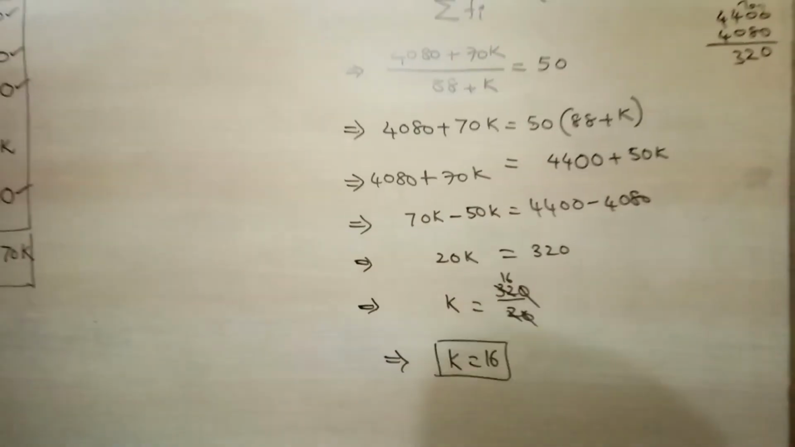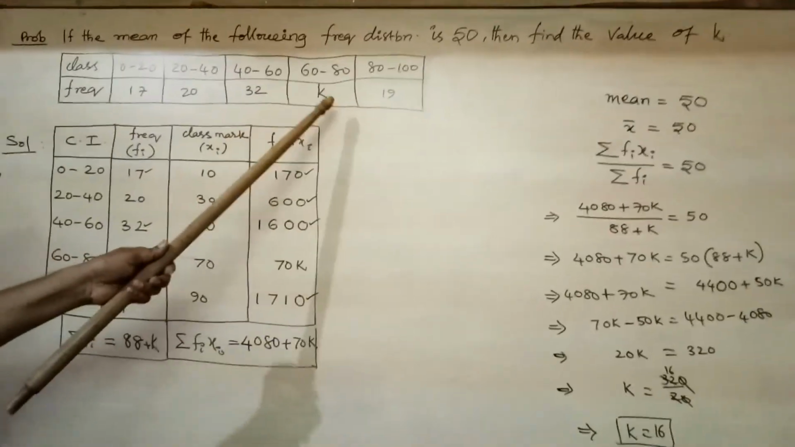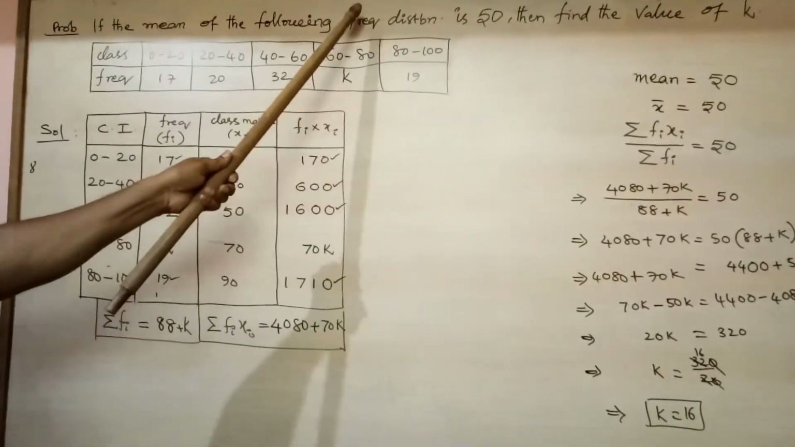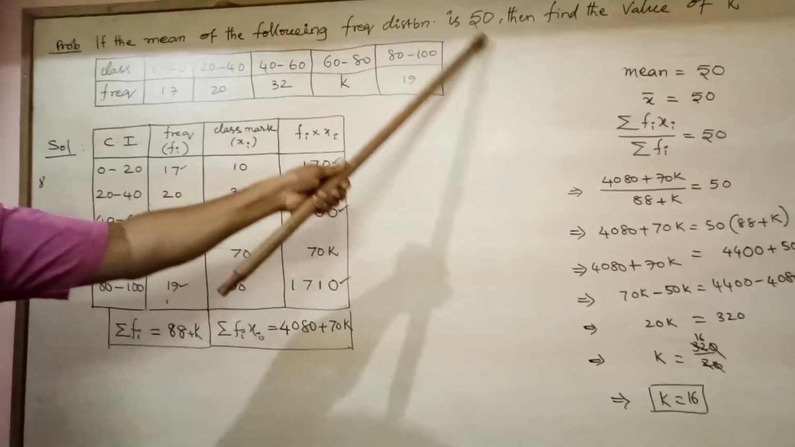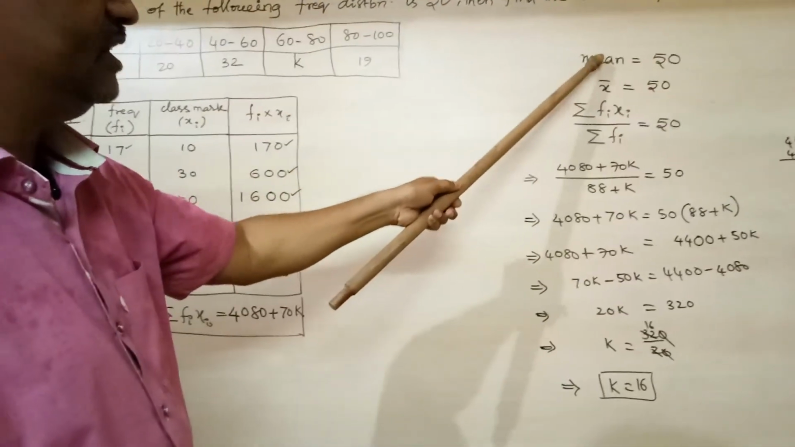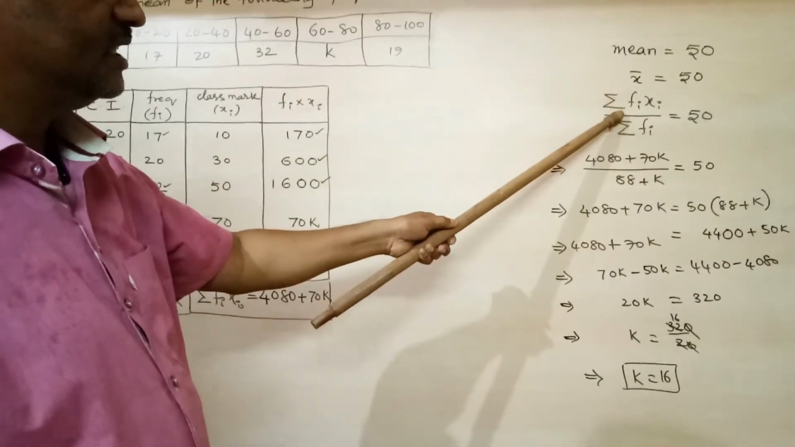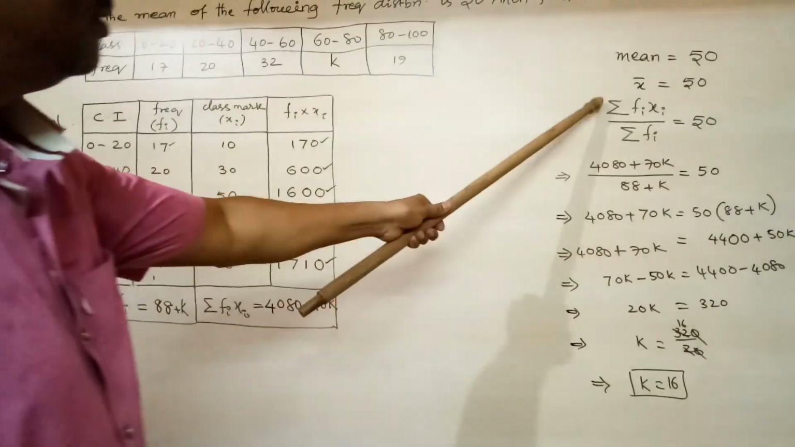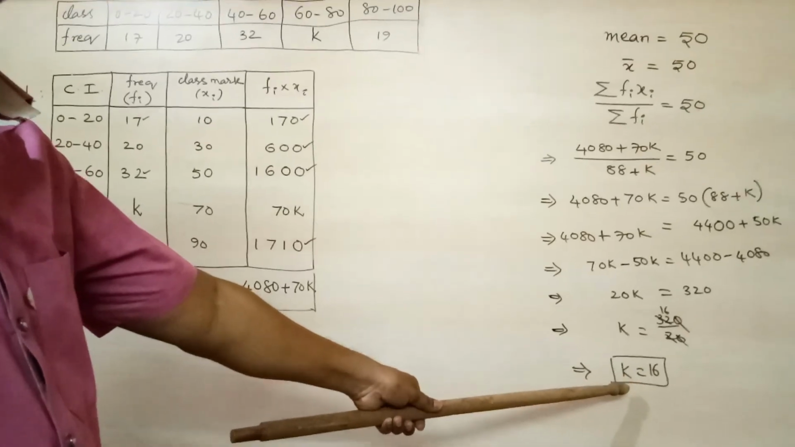Here, first in the given table there is an unknown value, but in the problem the mean is given, and that is used. The mean is represented by x bar, and the formula for that is this. By using this table we got the numerator and denominator, substituted and simplified. Finally we got the required value.